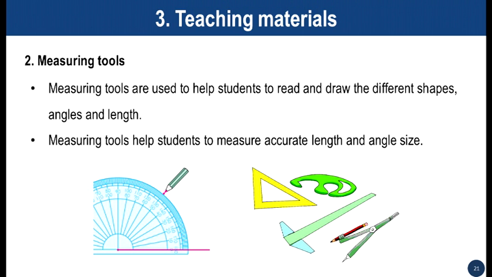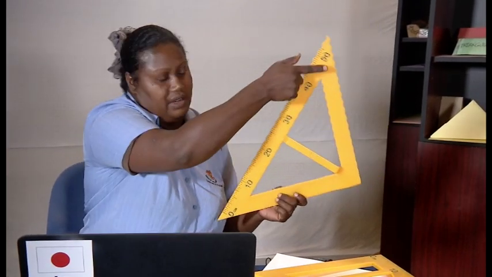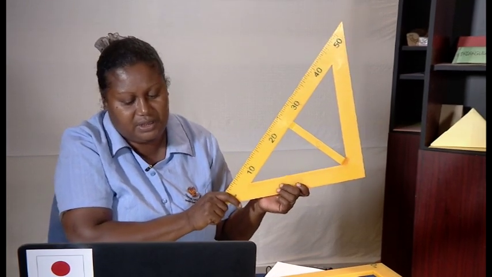Next teaching materials we'll be looking at is measuring tools. Measuring tools are used to help students to read and draw the different shapes, angles, and length. Measuring tools help students to measure accurate length and angle size. For measuring tools, I'll be explaining about two types of triangle rulers. The first one has squares of 90 degrees and 45 degrees. That's for the first triangle ruler.